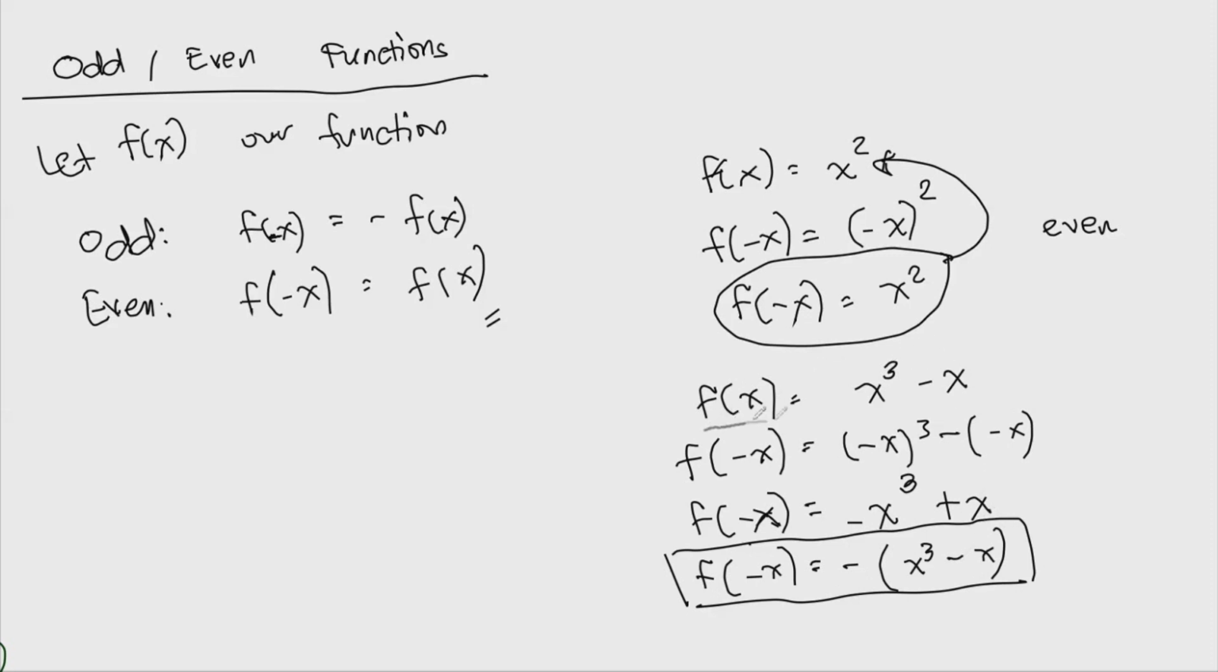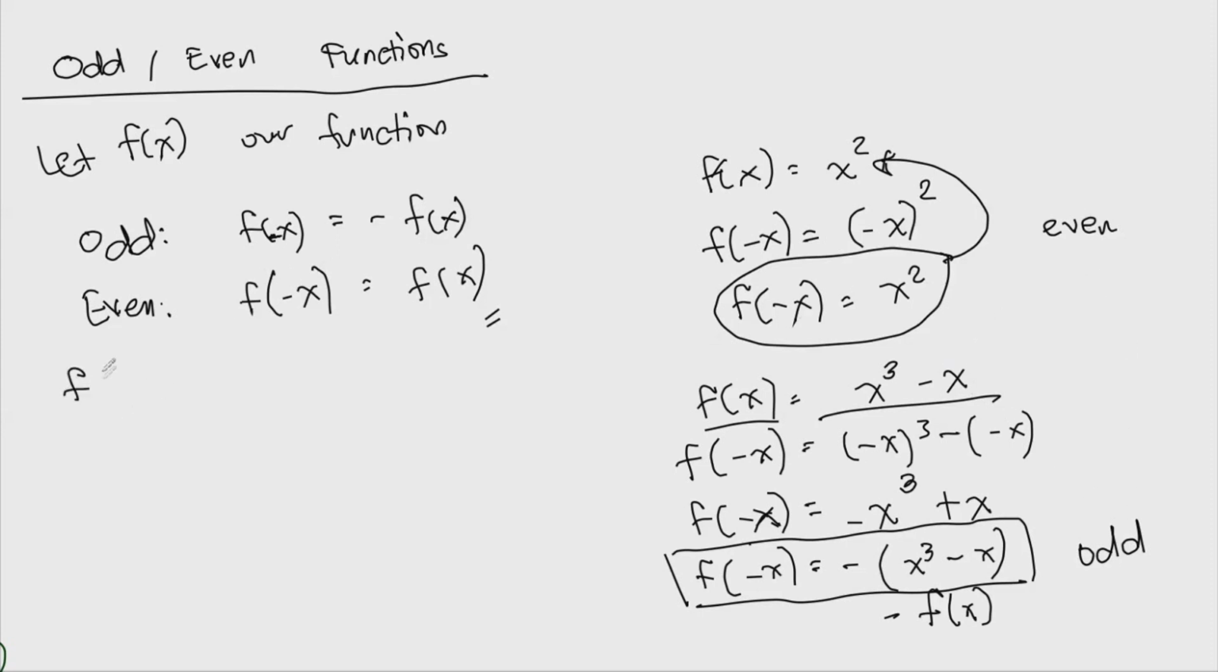Since, remember, f of x is actually equal to x cubed minus x, then we can simply substitute this as f of x, since this is x cubed minus x. And since we have a negative here, that is negative f of x. This satisfies the condition f of x is equal to negative f of x. So this one is an odd function. Okay? So that's how it goes for our even and odd functions.